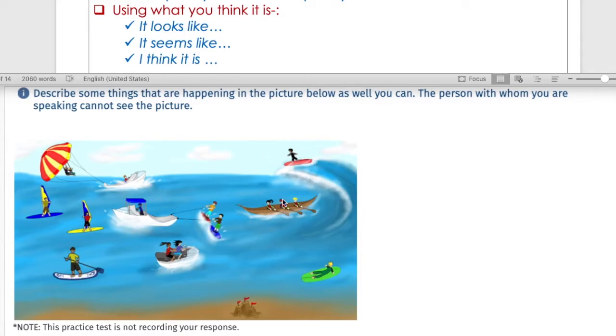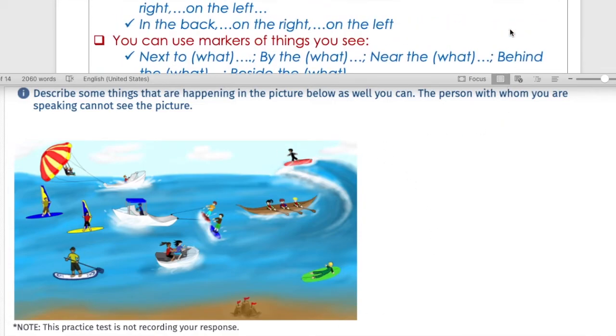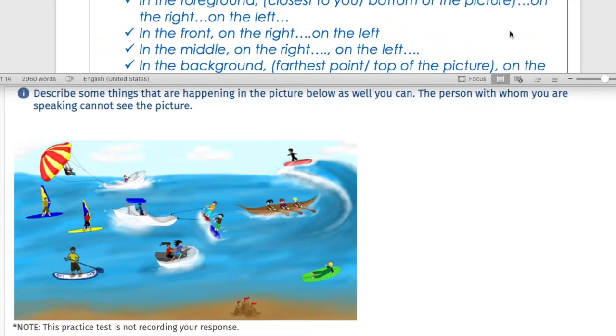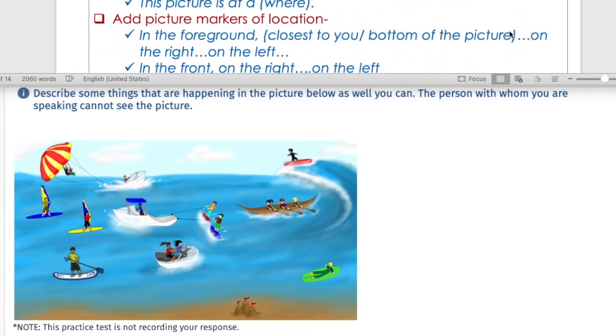It seems like this surfer is having fun. It seems like he's at the top of the wave, for example. Very good. The more that you can describe about the picture, the better. But most important, we want to use sequence and we want to organize our picture so we can guide the examiner to where we are, what area we're talking about.